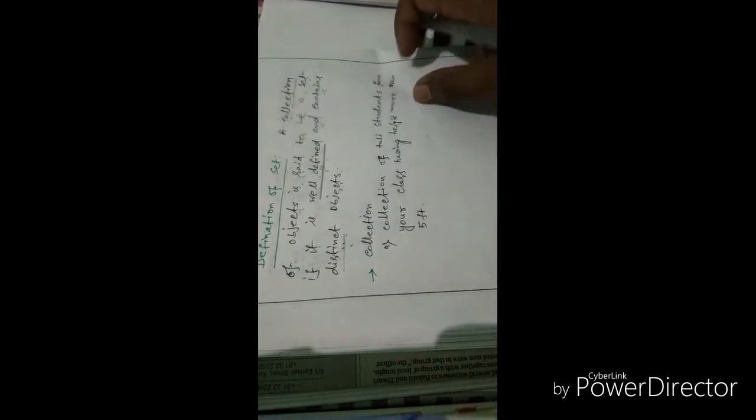Now another word is there: well defined. What is well defined? By this word it should be possible to decide without any doubt whether the object belongs to the given collection or not. What I say, I'm writing this. Well defined.